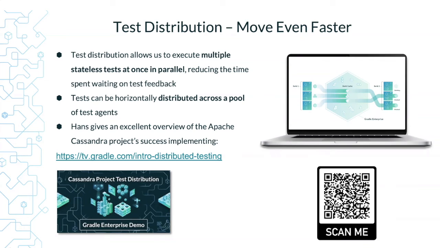But to give you an idea more of the practice, basically what it says is that any stateless test, multiple stateless tests, so any test that doesn't necessarily rely on another test executing serially, can just be run across multiple agents in parallel, right? So if you have 1700 tests that have to be run, you could distribute them across a pool of test agents. And then that parallelism can be used to speed up the time that we wait on feedback from the test.